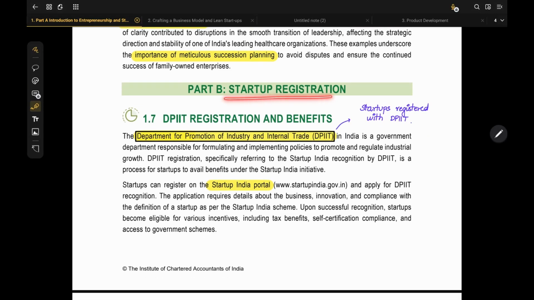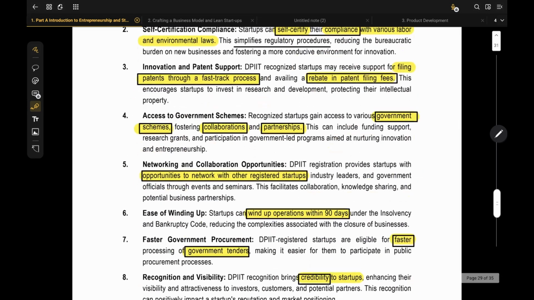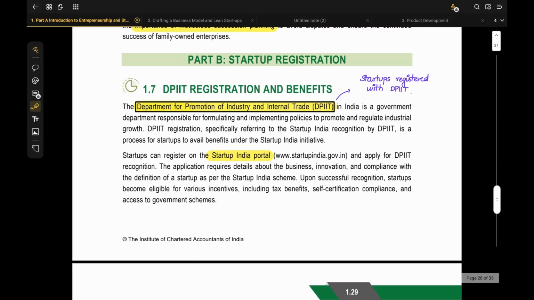And then startup registration. Part A of chapter 1 we have completed. Part B is very small, just about 4 to 5 pages. We will be completing it quickly.